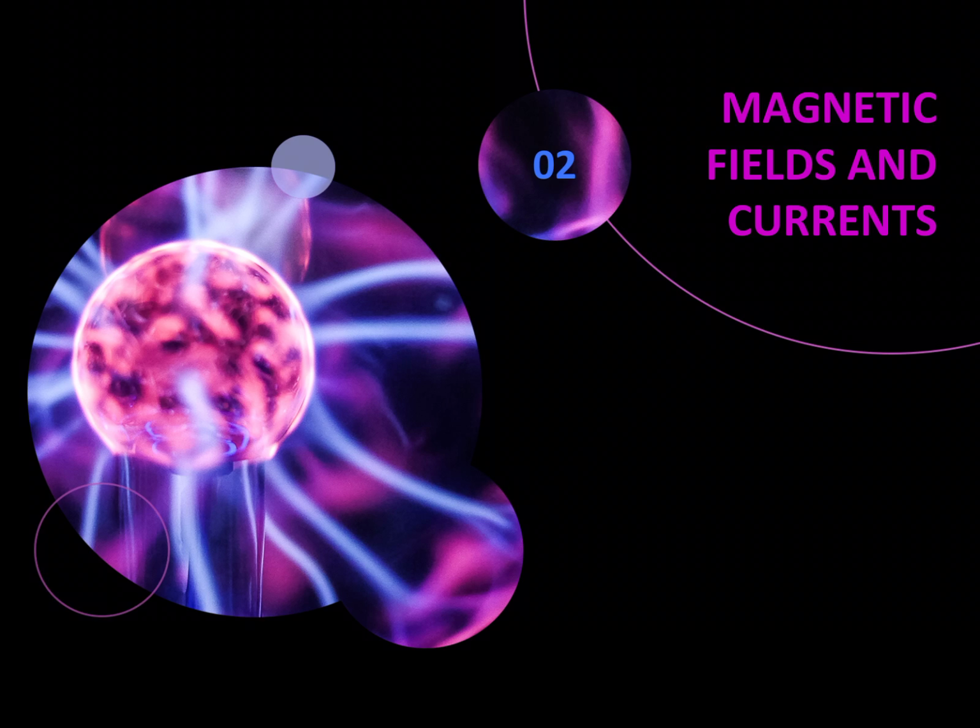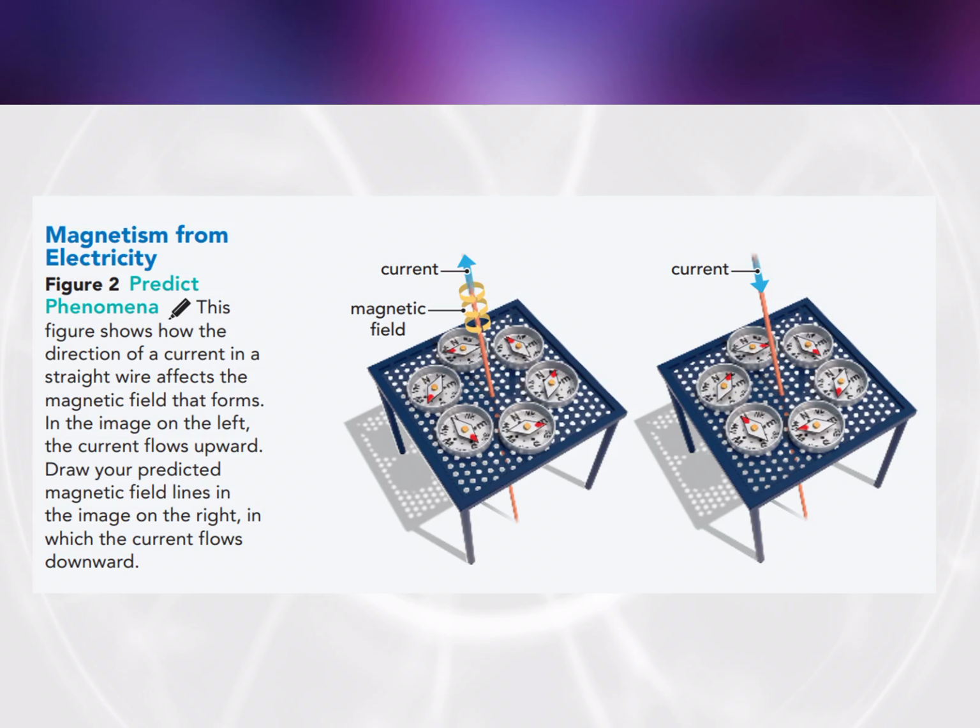Magnetic fields and currents. Magnetism from electricity. As you can see, this figure is trying to show us that all the compasses, when they have a magnetic current, are going to go in the same direction.